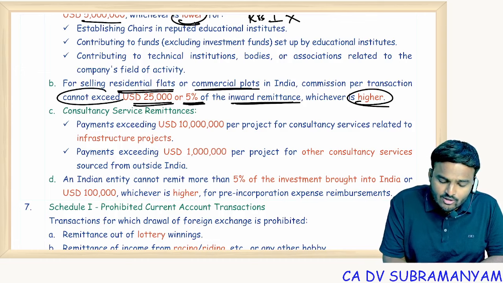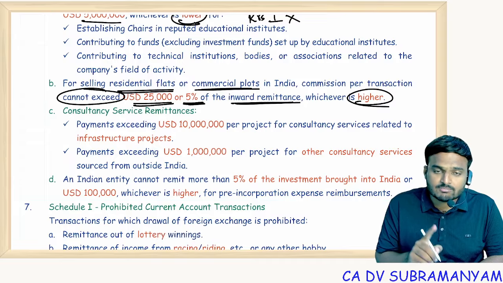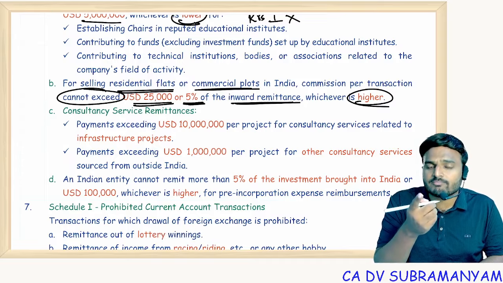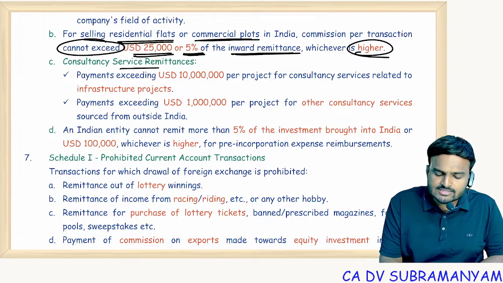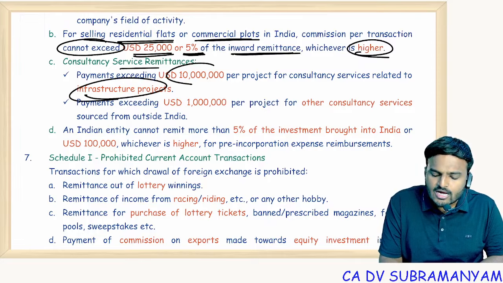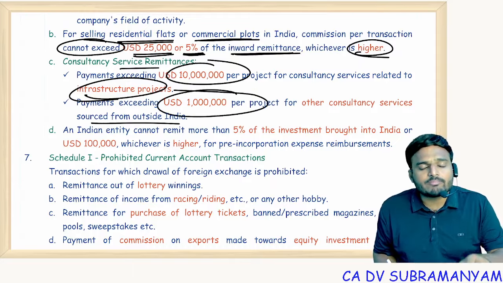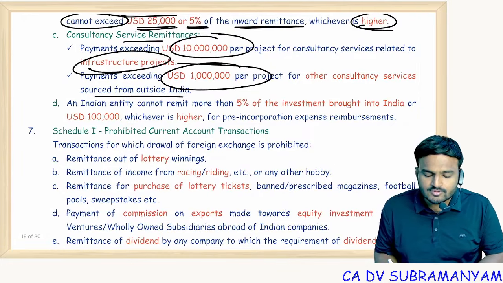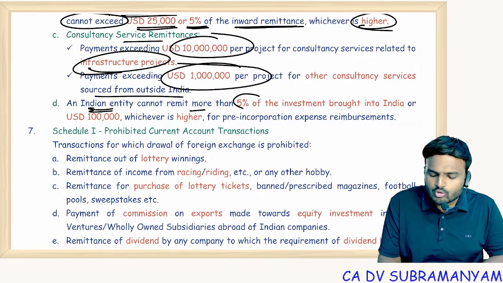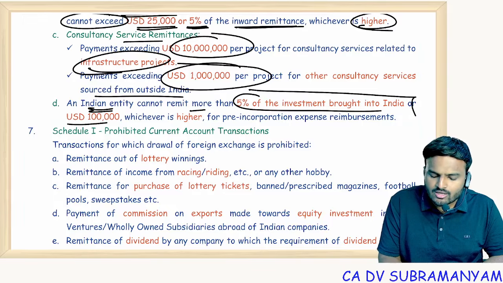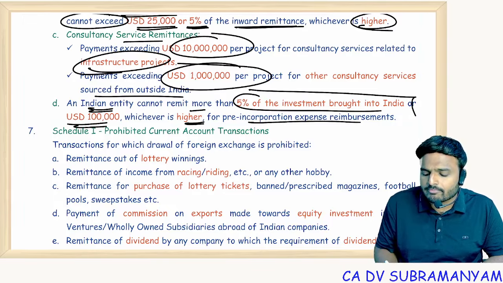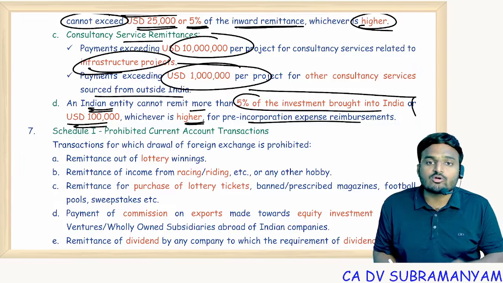It cannot exceed. What cannot exceed? That means if it is exceeding, RBI special permission is required. Consultancy services, if it is for infra projects, up to 10 million. Other than infra, up to 1 million, RBI permission is not required. An Indian entity cannot remit more than 5% of investment brought into India or 1 lakh, whichever is higher, as pre-incorporation expenses without RBI approval.